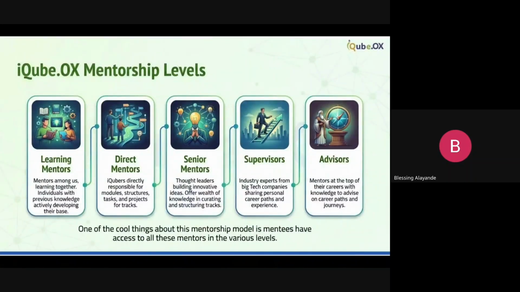Senior mentors are thought leaders who are building innovative ideas. They have a wealth of knowledge in curating and structuring our learning tracks. We also have supervisors. They are industry experts from different big tech companies like Meta, Facebook, right? And they share their personal career paths, because most times a lot of people don't know how to navigate tech.